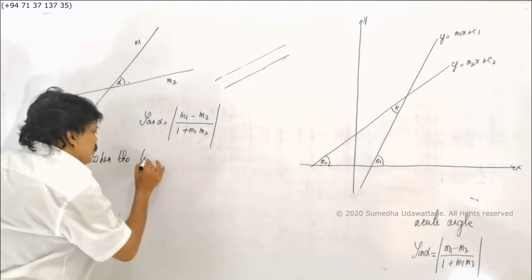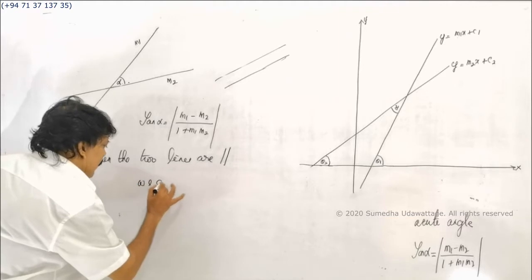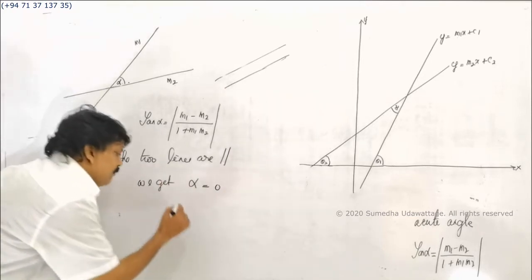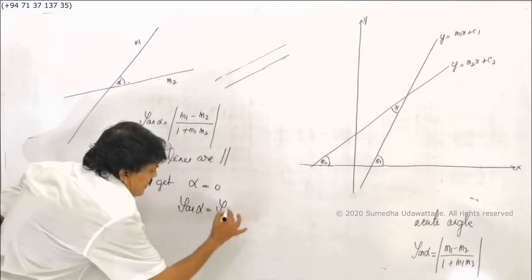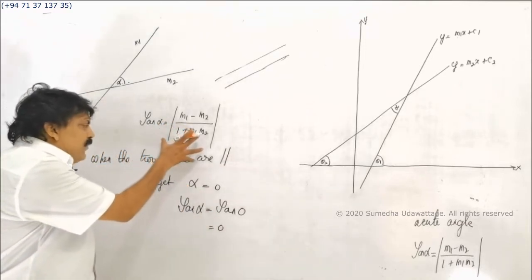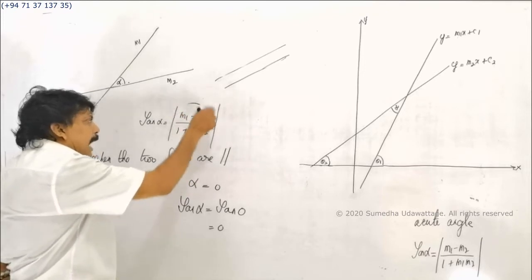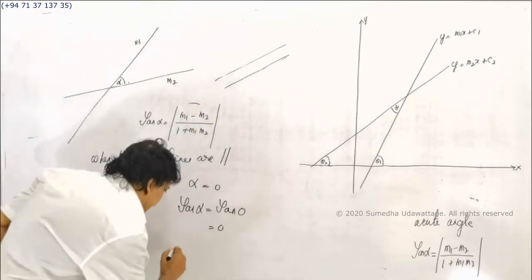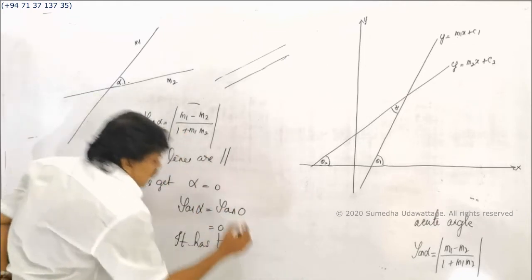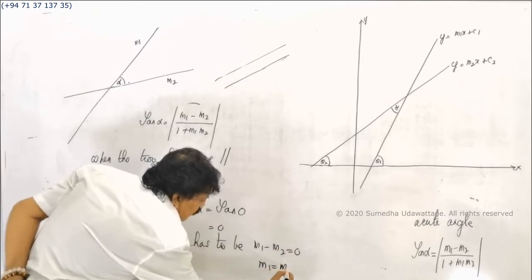When the two lines are parallel, we get alpha is equal to zero. Take tangents of both sides, you get tan alpha is equal to tan zero, where tan zero is zero. Then for tan alpha to be zero, this is the numerator and this is the denominator. For it to be zero, the upper part, the numerator, has to be zero. It has to be M1 minus M2 is equal to zero. M1 is equal to M2.